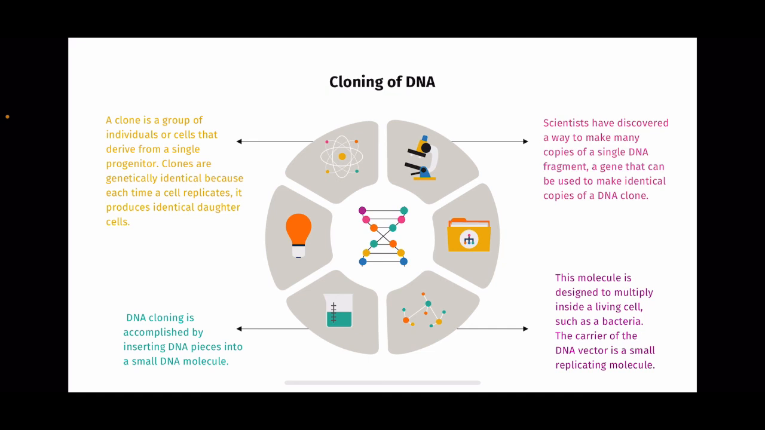DNA cloning takes place through the insertion of a DNA fragment into a tiny DNA molecule. These molecules are made to replicate within a living cell, for instance a bacterium. The tiny replicating molecule is known as the carrier or the DNA vector.